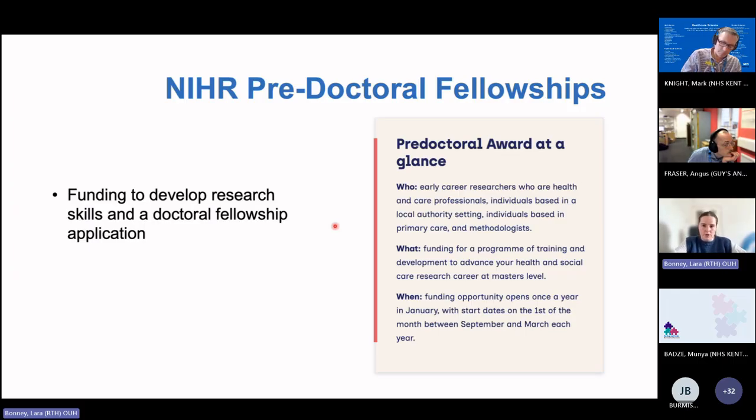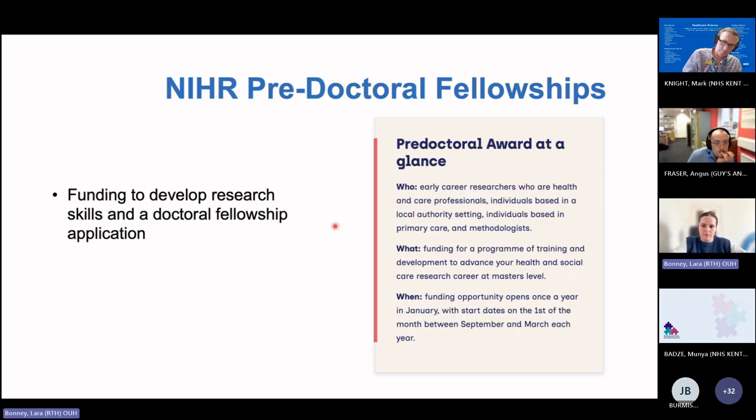So I didn't do a pre-doc award because, as part of the SDP, I already had a master's. I felt like I was very well supported in Oxford, and I didn't feel necessarily needed that protected time to prepare an application in the same way.